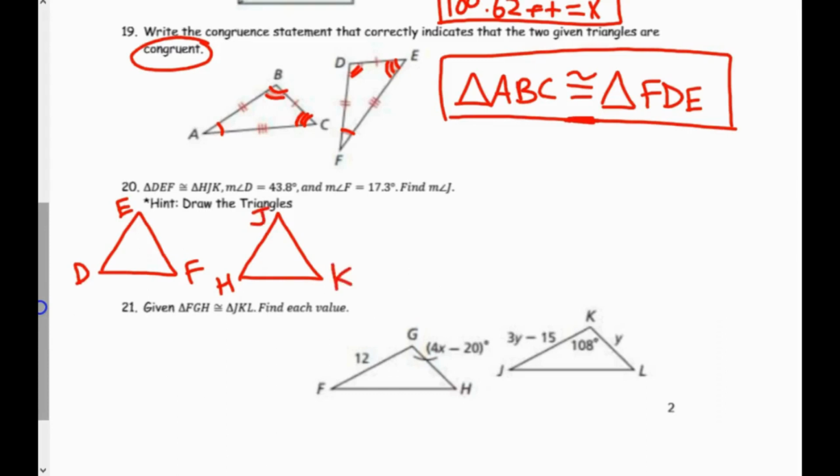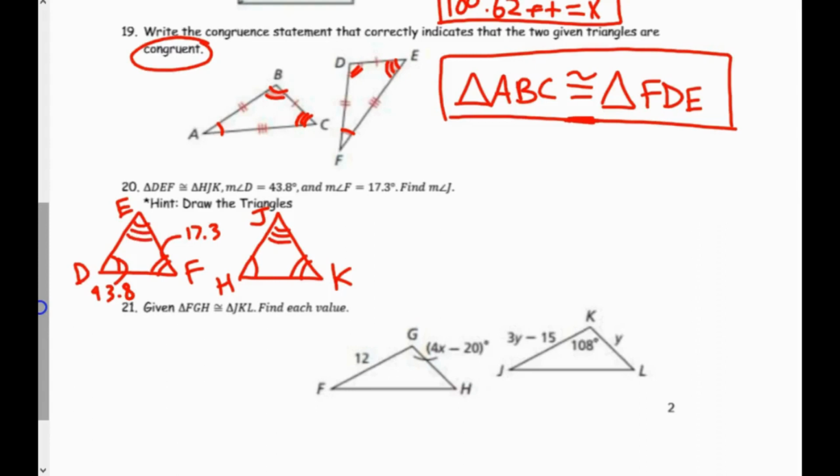Okay, so D is 43.8. That means H is going to be the same thing. F is 17.3. So is K. We want to find angle J. So we know that D and F, okay, so we got 43.8, we got 17.3. So I need to figure out E. If I can figure out E, I know J is the exact same thing.